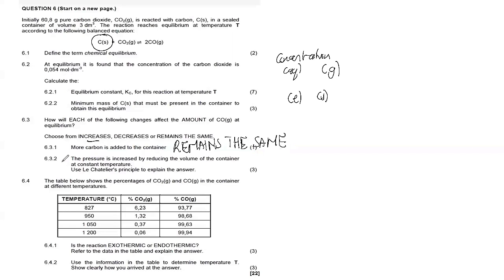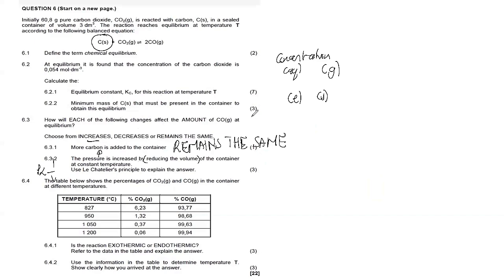And then 6.3.2, the pressure is increased by reducing the volume of the container at constant temperature. Note what they are doing: they are increasing the pressure. Now, why are they saying by reducing the volume? Because pressure and volume are inversely proportional. So note always how they ask that question. Sometimes they might say the volume is increased, and you need to note how to relate that to the pressure, right?